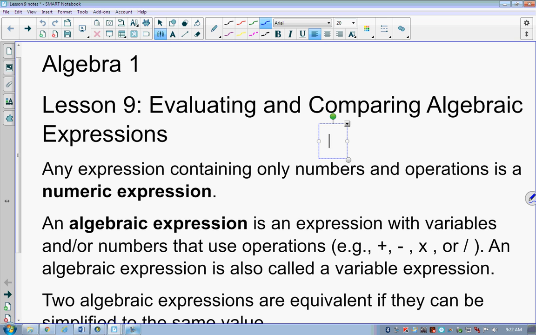Any expression containing only numbers and operations is what we call a numeric expression. Something like 3 plus 4 is a numeric expression. There's no variables in it. It's just a straight up math question. Right? Do we get that? So we can solve things numerically.